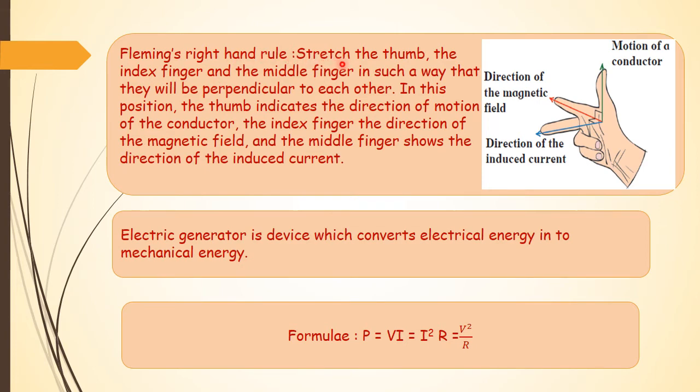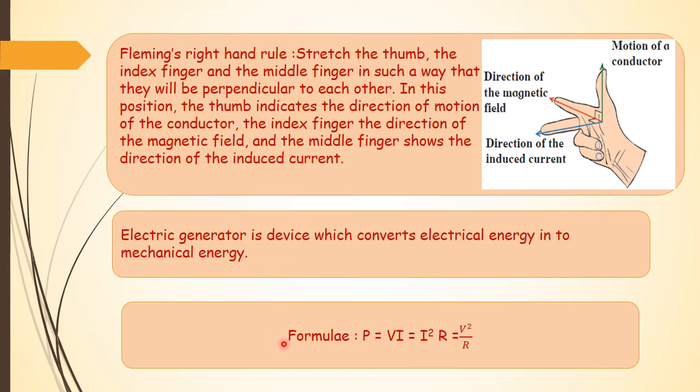This rule says, stretch the thumb, the index finger and the middle finger in such a way that they are perpendicular to each other. Like this. In this position, the thumb indicates the direction of motion of the conductor. The index finger is in the direction of the magnetic field. Then the middle finger will give you the direction of the induced current. Now the electric generator works on this principle. It is a device which converts electrical energy into mechanical energy.